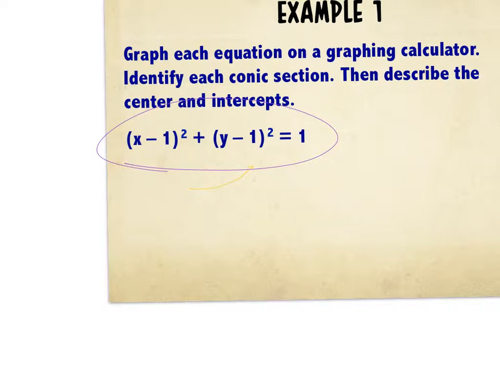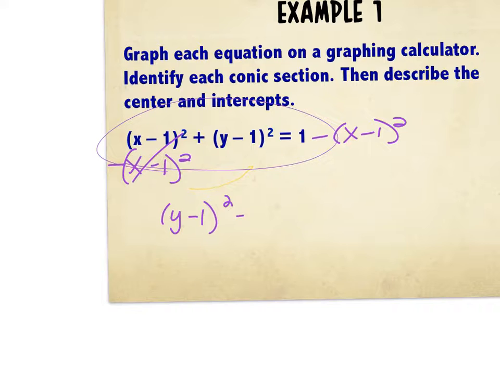Go ahead. So I'm going to send the x minus 1 squared to the other side. So I would subtract x minus 1 squared from both sides. So it's gone from here. I have y minus 1 squared equals 1 minus x minus 1 squared. Now, how do I get rid of the squared on the parentheses of the y? Don't distribute because you don't want to expand it. You don't want to have two y's. You want to limit your y's to just one.